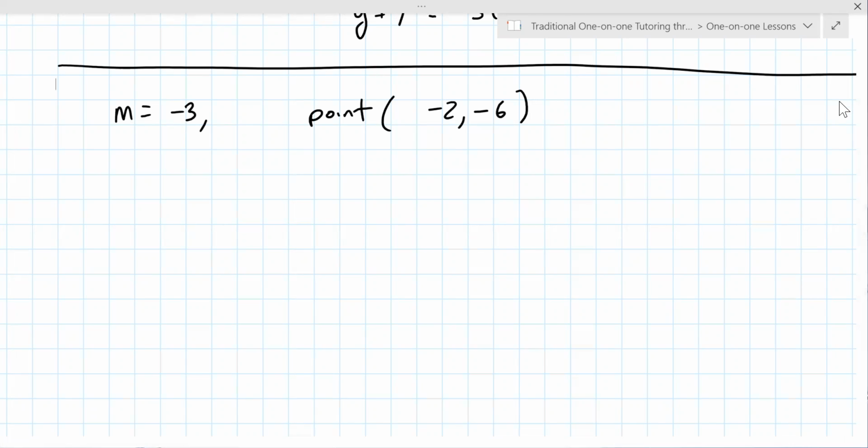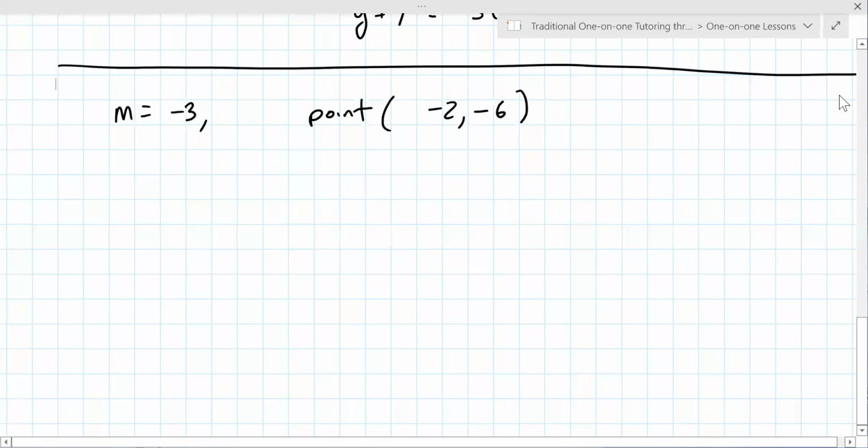The M is the slope. Which one is the slope? Okay, so -3. Yes. All right, and then where do the points go? So you've got to start writing that. Yeah, so once you get those down, we're going to substitute those points in.